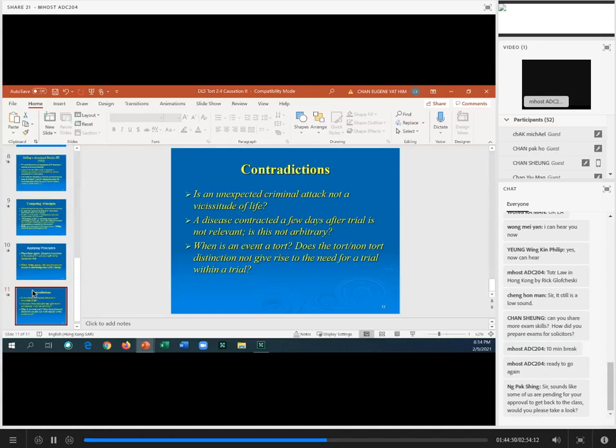Okay. And when is an event a tort? Does the tort, non-tort distinction not give rise to the need for what we call a trial within a trial? Again, technical points, might like to know. It just illustrates it can be very difficult when it comes to calculating damages. How does the court come to a figure which fits in with the main function of tort law, which is compensation, and particularly when you've got these multiple causes.